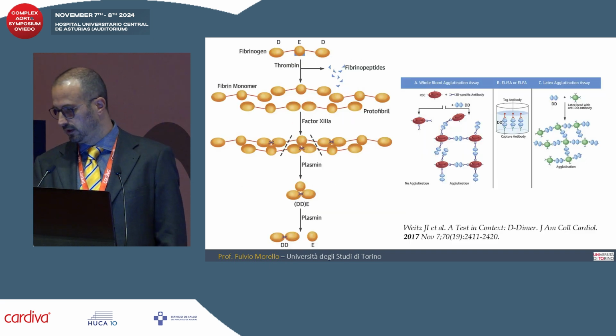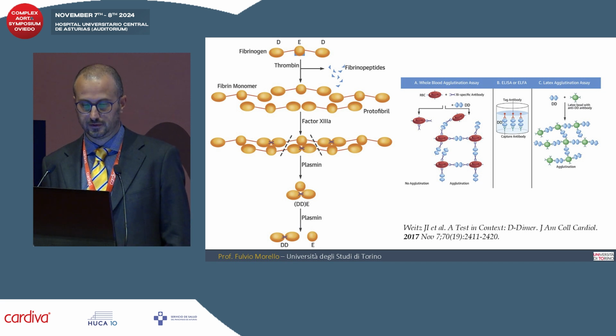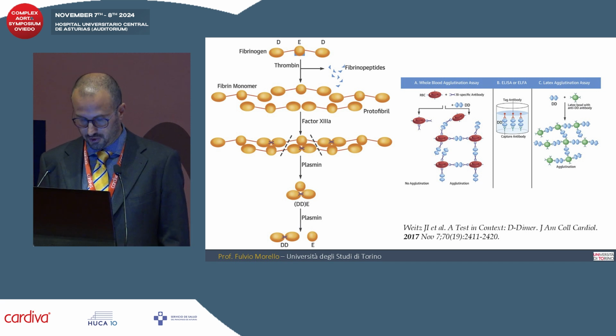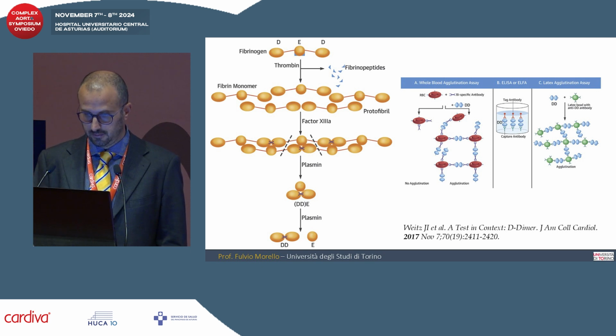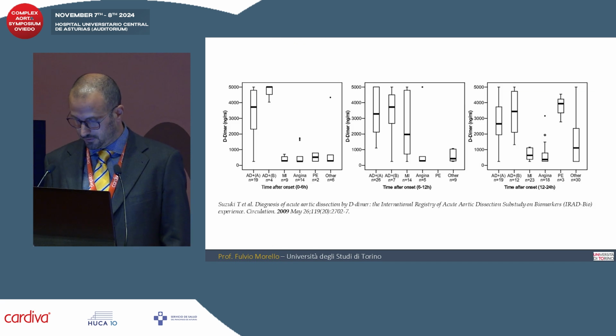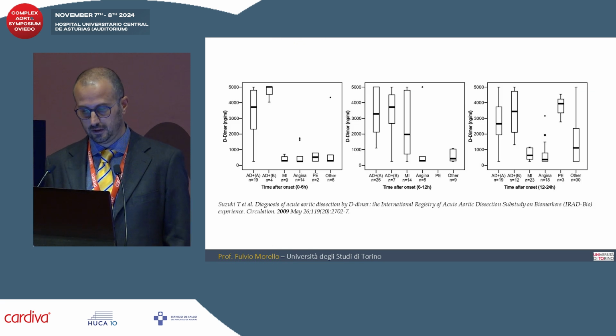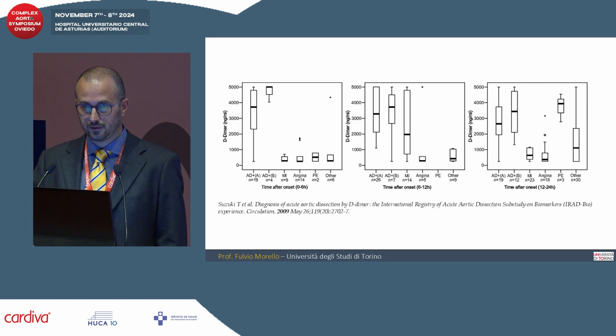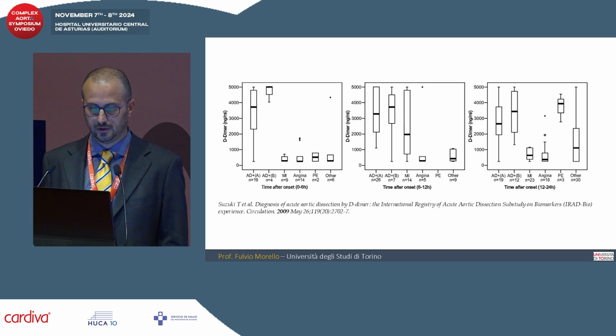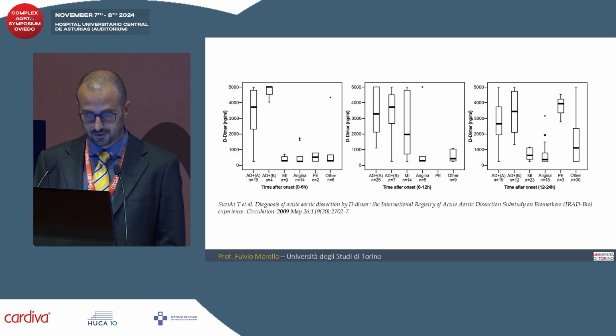And of course, the king in diagnostics of this process is the D-dimer, which is produced by plasmin on fibrin. You can detect it using different assays that you have in clinical practice, that we have everywhere in emergency departments, with very high accuracy and sensitivity. This is well known. This is the first seminal study by the IRAD investigators in 2009, showing that you are in the thousands levels for D-dimer in acute aortic syndromes, especially in dissections.